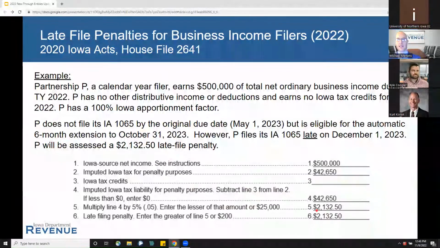This new late file penalty does not apply to estates or trusts. It does not apply to individuals, and it does also apply to corporate filers and franchise filers, but I just want to point that out, even though that's outside the scope of this presentation.